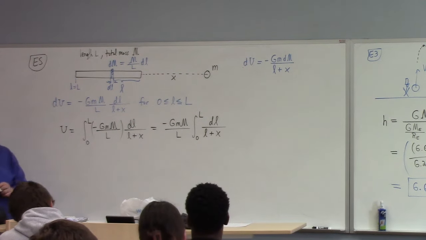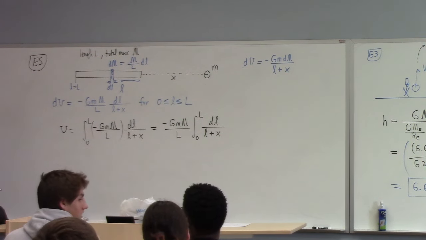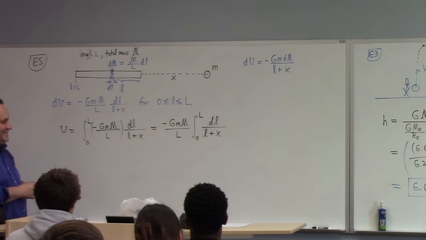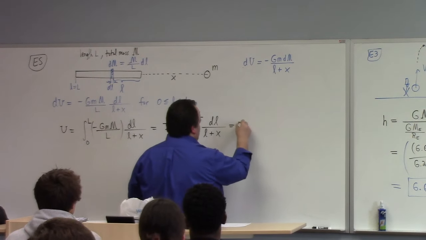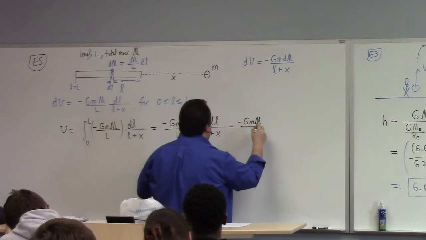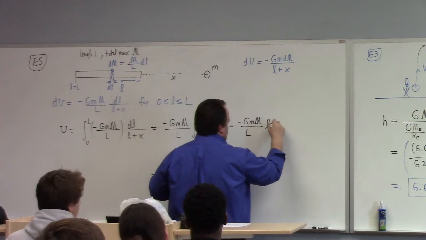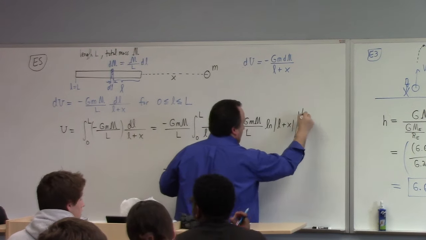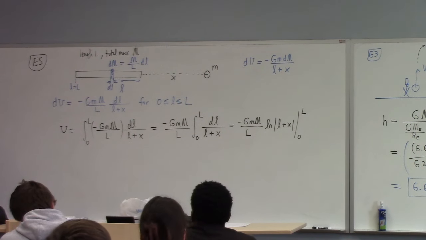If you're in Calc 2 and you can't do this integral, you're in trouble. Put a U on the bottom. Oh, come on, really? Yeah, you just write it down. I mean, come on, guys. So minus G m M, but yeah, you'd make a U substitution. But that would be a bad choice here, because I've got this U over here. But yeah, it is a substitution, but the substitution is kind of boring, because if we make L plus x the substitution variable, then the differential is the same.